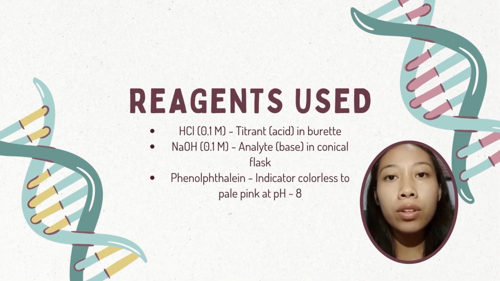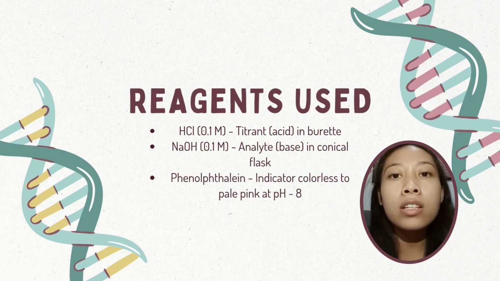The reagent used for this experiment is HCl, which has 0.1 molarity. It is used as a titrant in the burette. Second is NaOH, which has the same molarity as HCl. It is used as an analyte in the conical flask. Third is phenolphthalein as an indicator to see the change from colorless to pink at the endpoint pH.